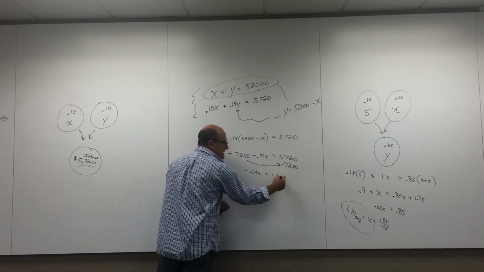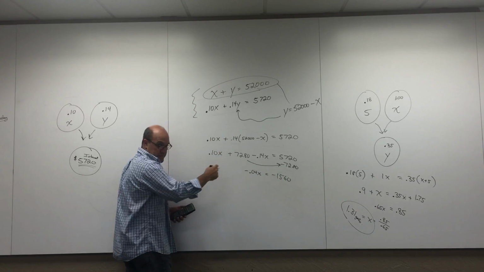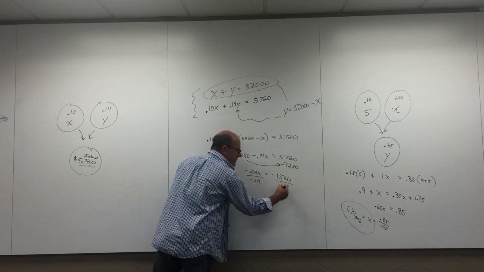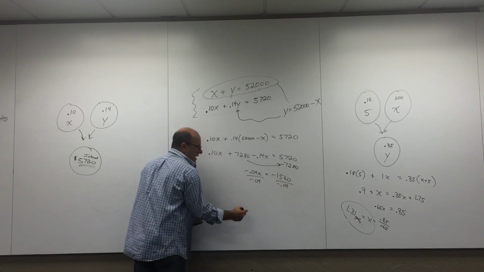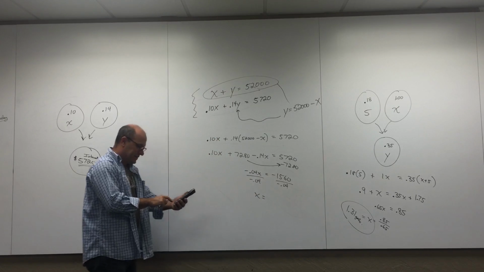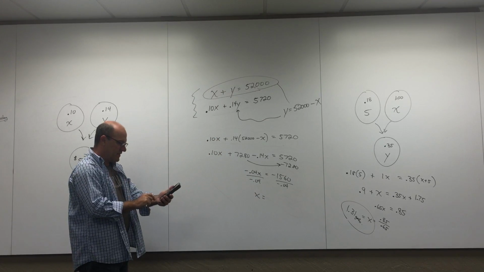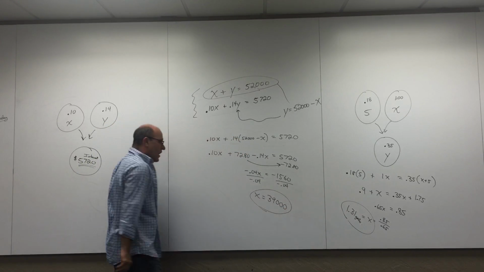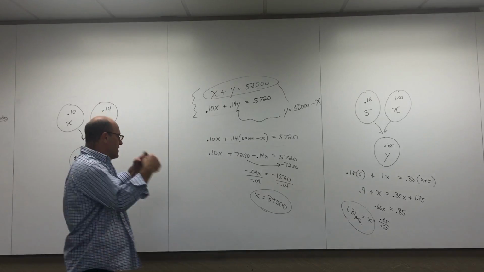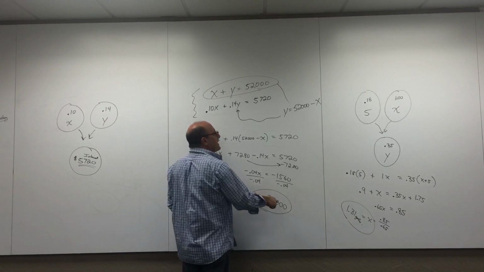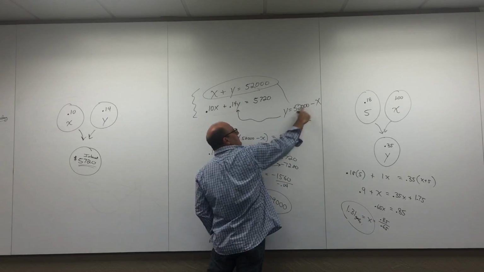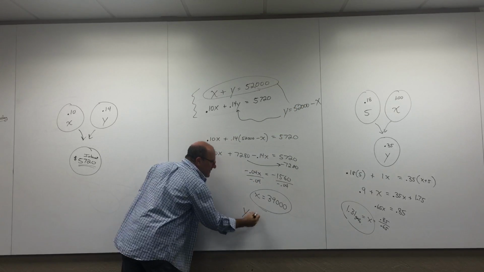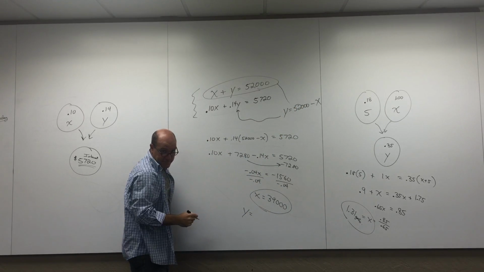Negative 1560. How are you guys doing? Following me? Divide by negative 0.04, divide by a negative 0.04, and x is, calculator sure helps, 39,000. So, I found x. And once I find x, I can find y. Where's y? You guys cool? If x is 39,000, y is right there, 13,000.